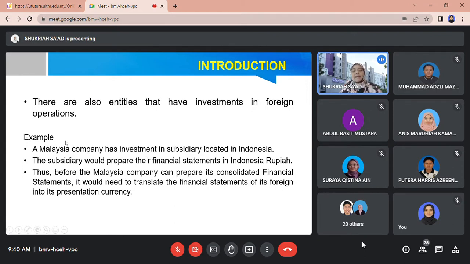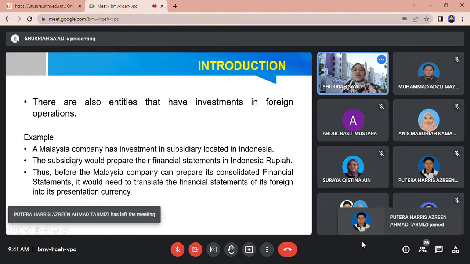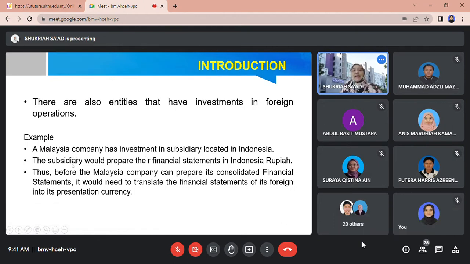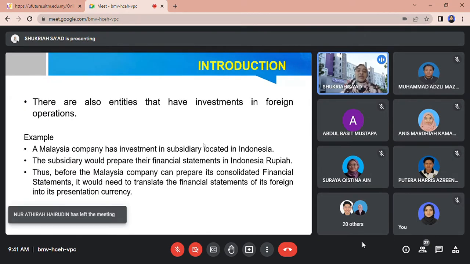Contohnya, Malaysia company has investment in subsidiary located in Indonesia. So holding kat Malaysia, so currency dekat Malaysia of course ringgit Malaysia. Subsidiary dia punya currency is rupiah. So the subsidiary would prepare their financial statement in Indonesia rupiah. So from the perspective of holding company, the foreign currency that they have to deal here is rupiah, sebab dia punya subsidiary located dekat Indonesia.